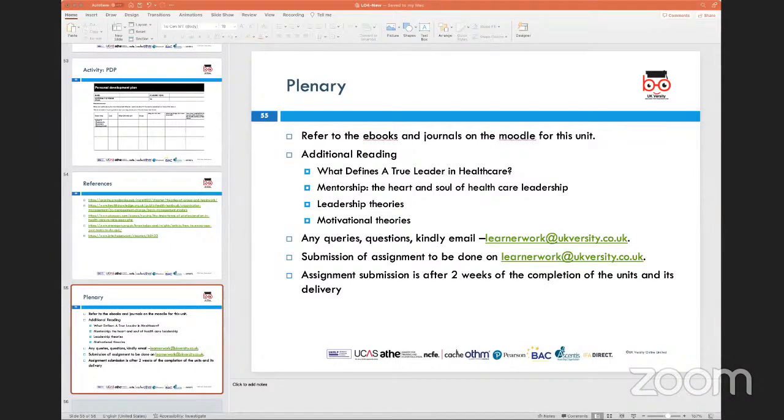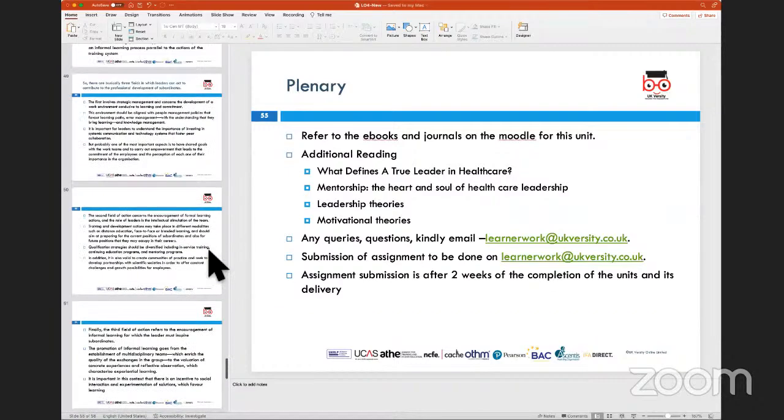If not, then we'll be looking at bringing this session to a close, and I'll catch up with you tomorrow in order to discuss the assignment for this unit. And then we'll be looking at you submitting the assignment towards, I would say, the 10th or 11th of January for this unit in terms of closure.